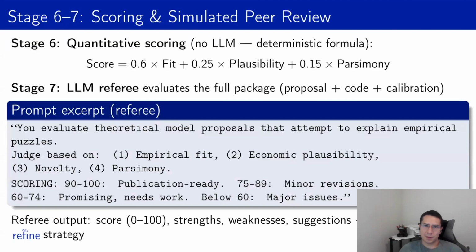Finally, some quantitative scoring, no LLM, just deterministic. So the score is going to be 0.6 times the fit, then the plausibility, and then the parsimony, where all of these are just parameter counts or functions of the numerical values. And then the large language model referee would evaluate the full package, so the proposal, plus the code, plus the calibration and the numerical score that it receives, right? And it will judge based on empirical fit, economic plausibility, novelty, and parsimony.